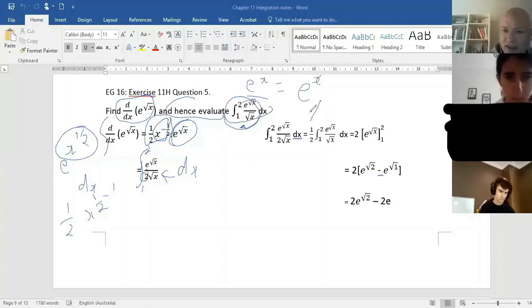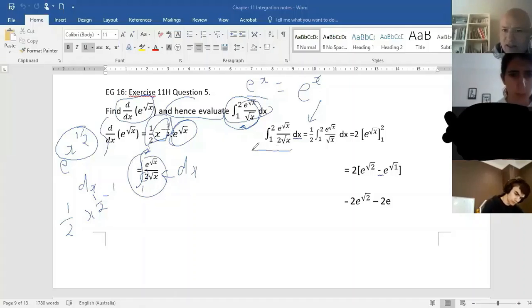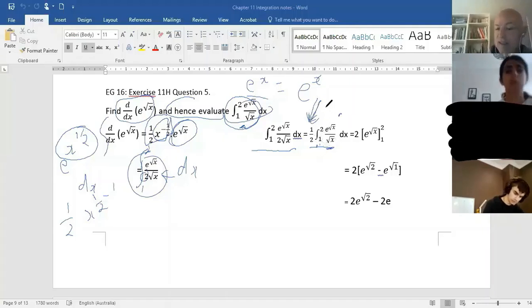So I've taken it out. That's just a constant. Okay, so I'm using this answer, and I've written it there, but I'm taking out my half and the rest still remains. So I've got the half on the outside, the integral from 1 to 2 of e to the square root of x divided by just the square root of x, because the half is outside. Is everyone happy there?